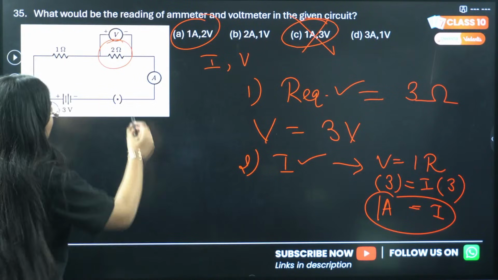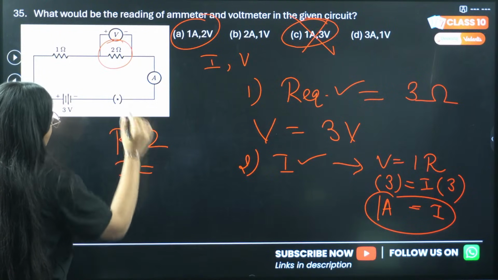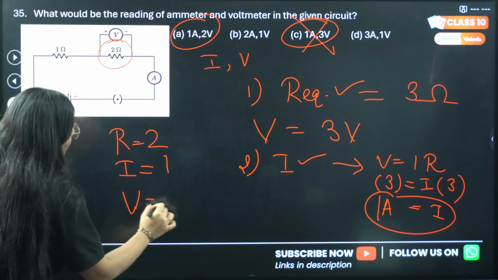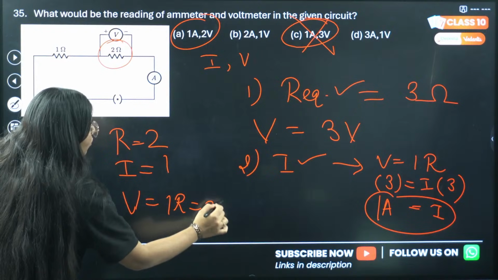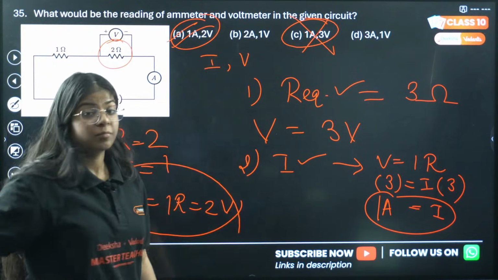Correct? You can also calculate it. R is 2. Current is the same in series, so current is 1. So voltage will be IR, which will be 2 volt. That you can also calculate, but you can also use your brain. Okay?